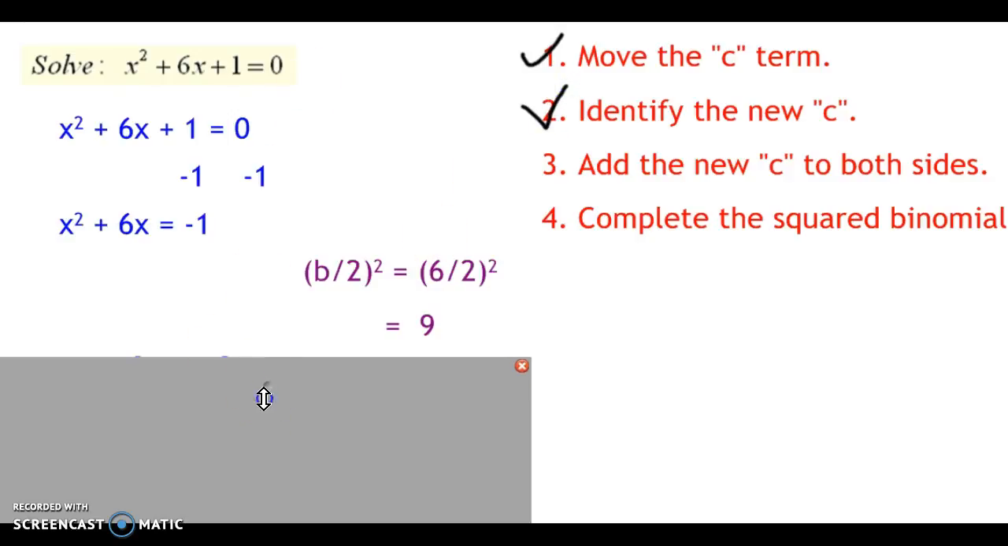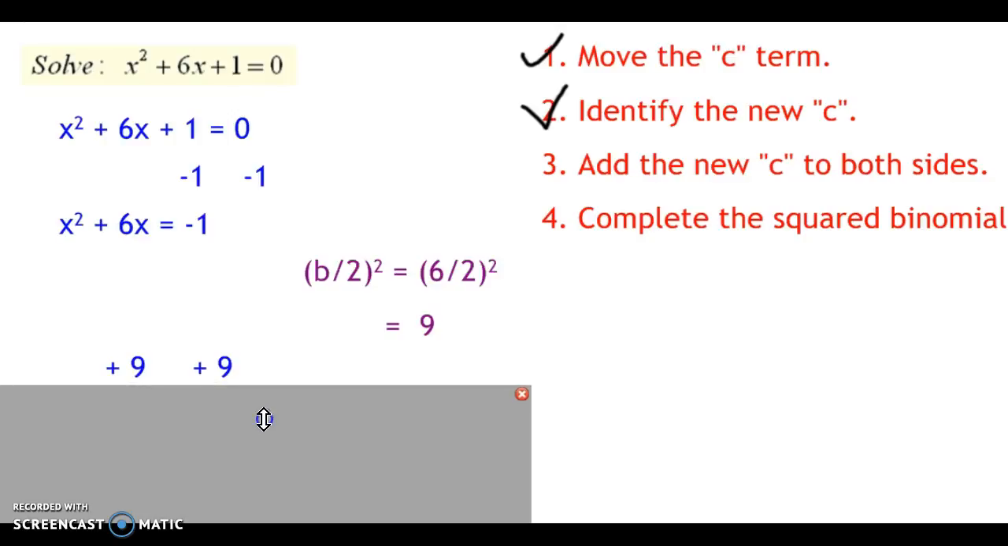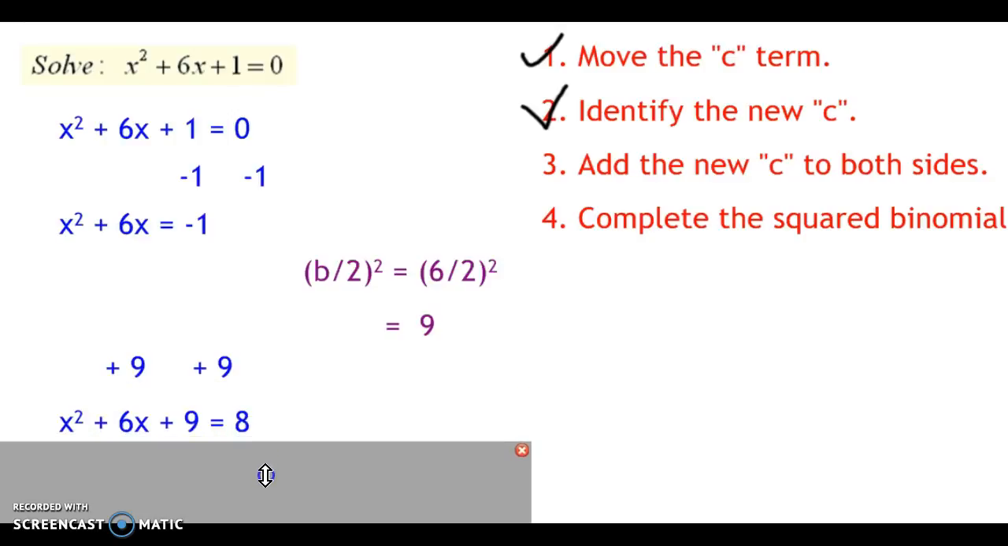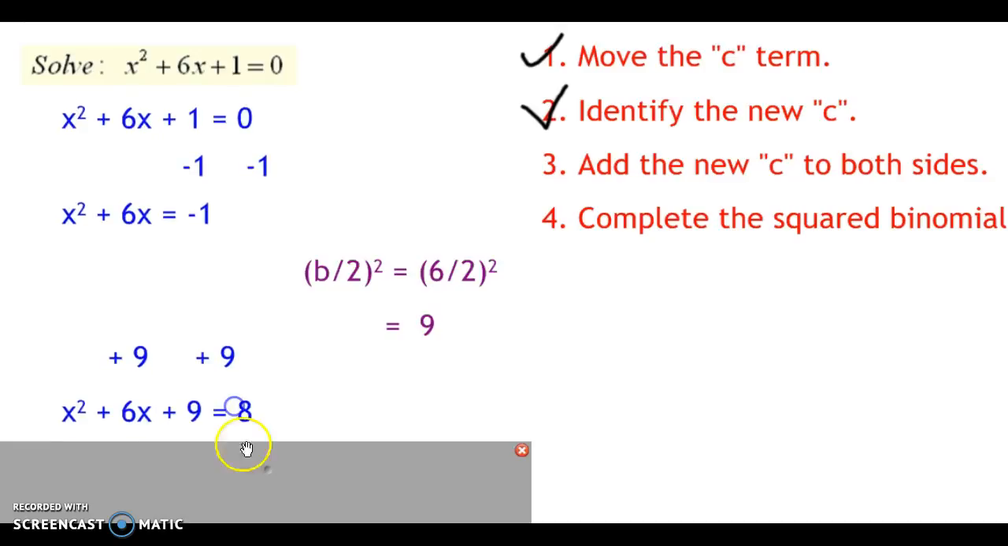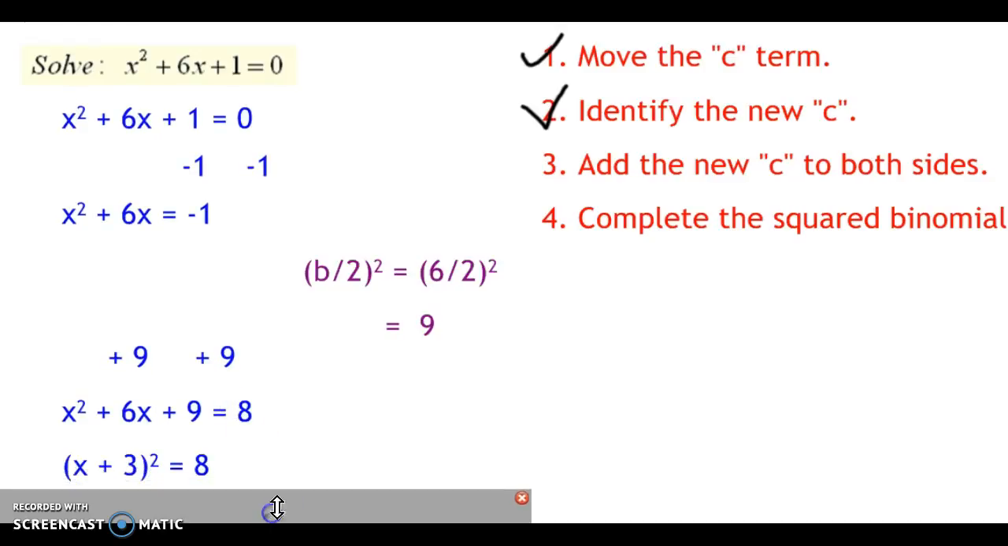Scoring. My next step is to add 9 to both sides. So x squared plus 6x plus 9 is equal to negative 1 plus 9, which is 8. Now I am going to complete the square. I added the new c to both sides, so I should check that off. And complete the squared binomial, I'm looking for the number that adds together to give me 6 and multiplies together to give me 9. And that number is 3. So now what I've done is I've completed the square.